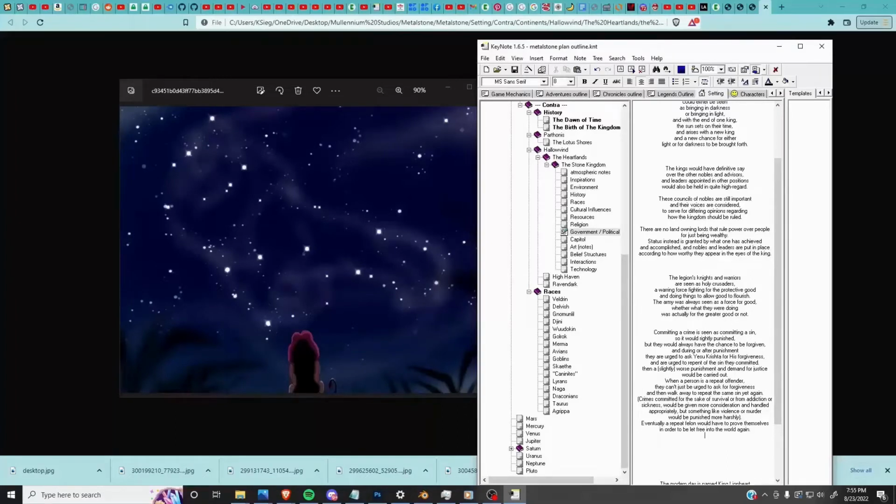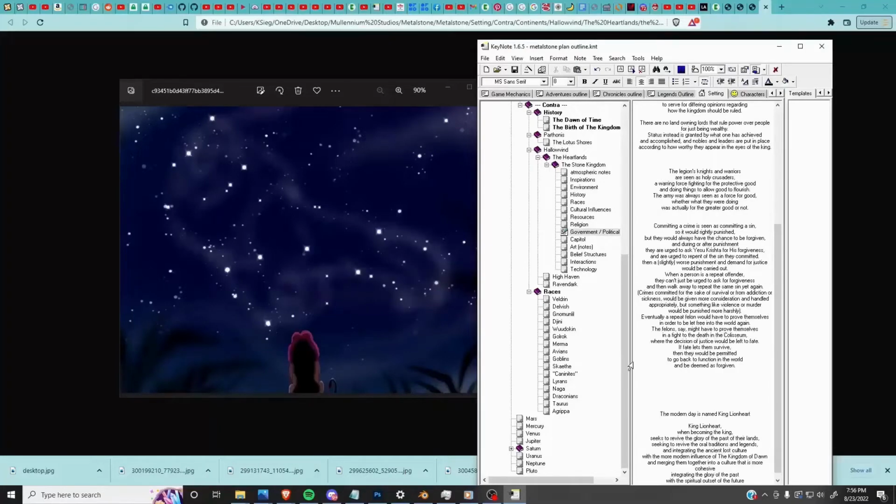And since I was wanting this kingdom to have a coliseum where the warriors of the legions train and fight and prove themselves as worthy warriors, I would imagine that an example of this would be that the felons, say, might have to prove themselves in a fight to the death in the Colosseum, where the decision of justice would be left to fate. If fate lets them survive, then they would be permitted to go back to function in the world and be deemed as forgiven.